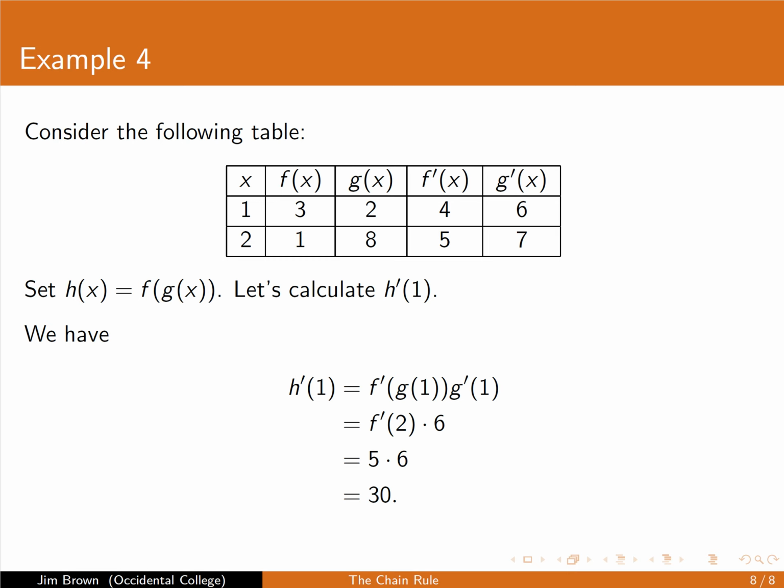So g of 1 is just given as 2, and g prime of 1 is given as 6. So we make those replacements. So I have that this is equal to f prime of 2 times 6. And then we go to the f prime column, and we see f prime of 2 is equal to 5. So we replace the f prime of 2 with 5. So we have 5 times 6. So this is equal to 30.